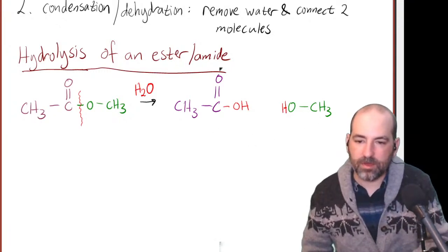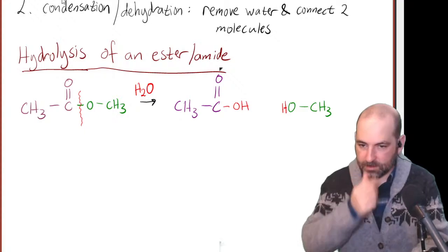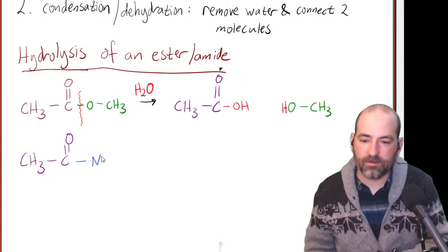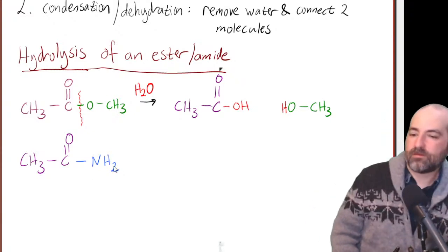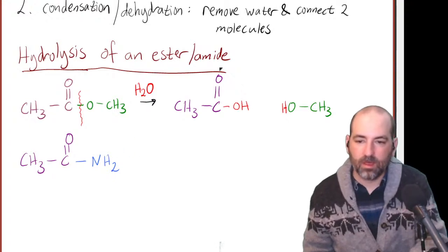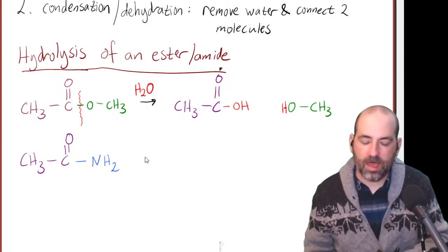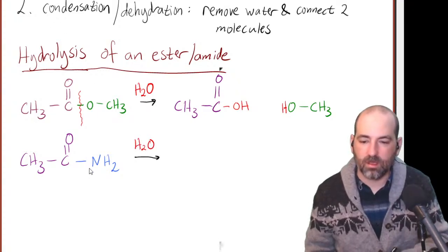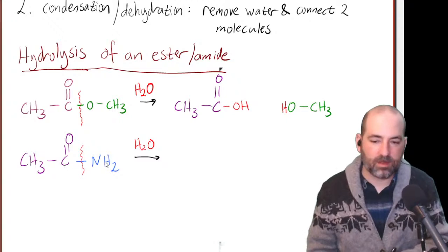The same thing can happen with an amide. So let's take a look at that. We're going to use a very similar structure. And this time, instead of having an ester part, we're going to have an amide part. And we could have carbons coming off of here too, but we're just going to leave it with the NH2. So we're going to do the same thing. We're going to react this with water, which tells us it's hydrolysis. And we're going to break that bond in between the carbon and the nitrogen.